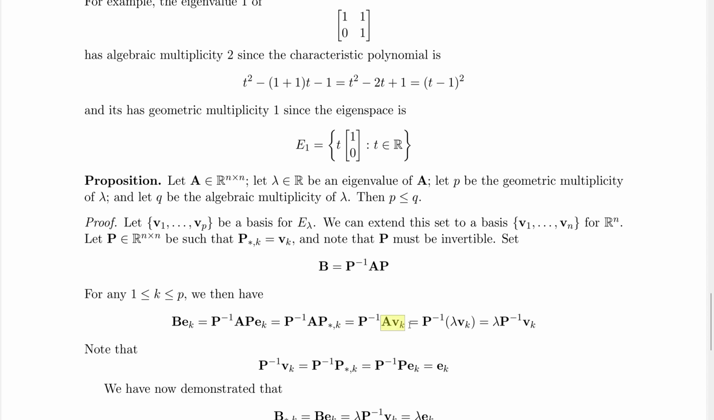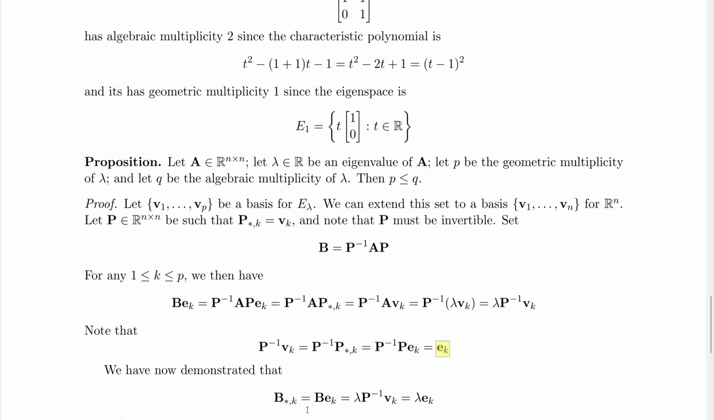And hey, that means we then get our lambda here, which we can then pull out. All right, but now let's talk about what P inverse VK would need to look like. Well, VK is the kth column of P, and we know that's P times the standard unit vector. So P inverse times that will give me the identity, and thus give me the standard unit vector EK. So in other words, I've demonstrated that the matrix B, the first P columns of it, are just all scalar multiples of the standard unit vectors.